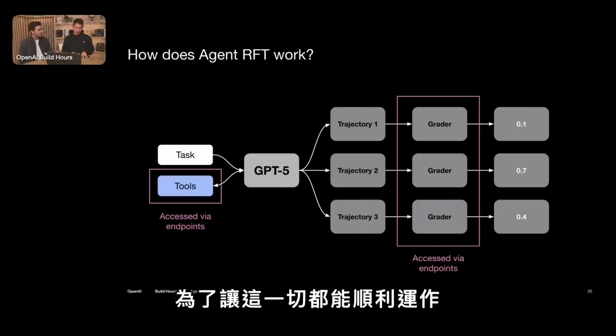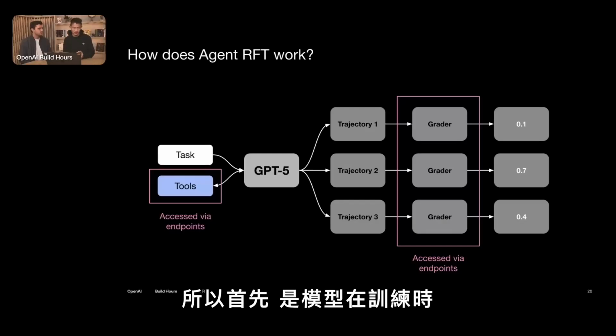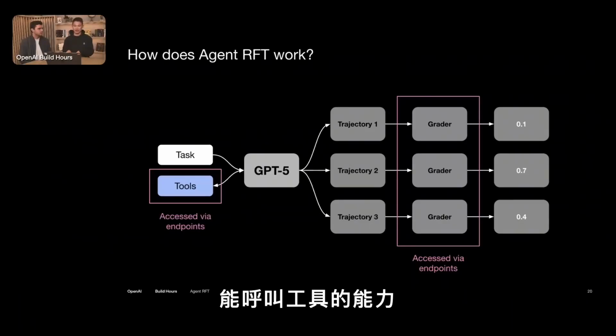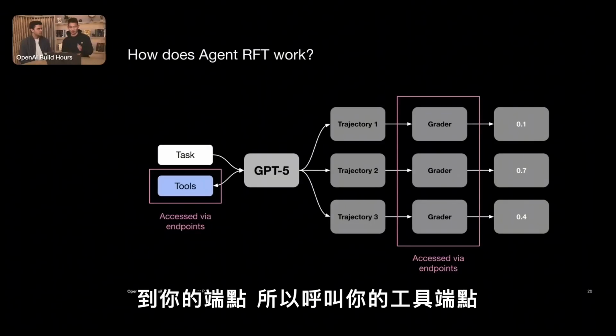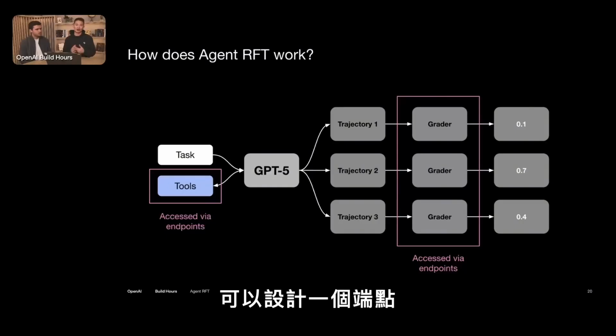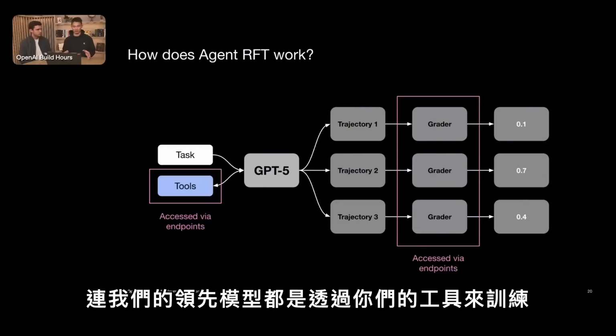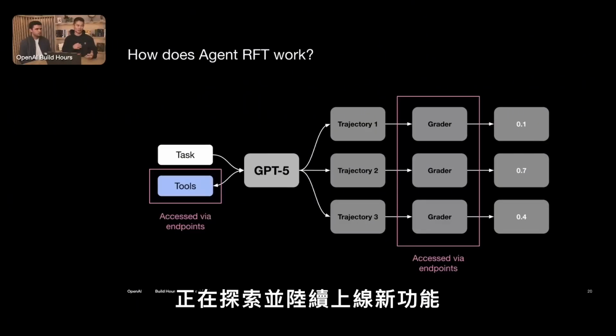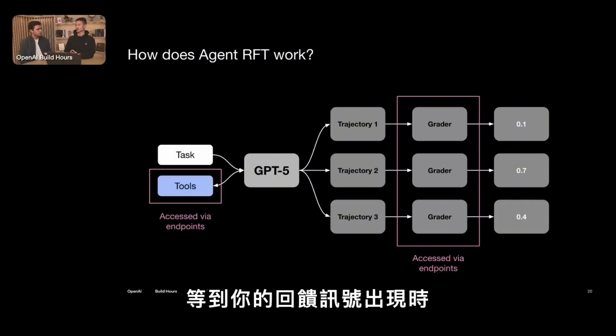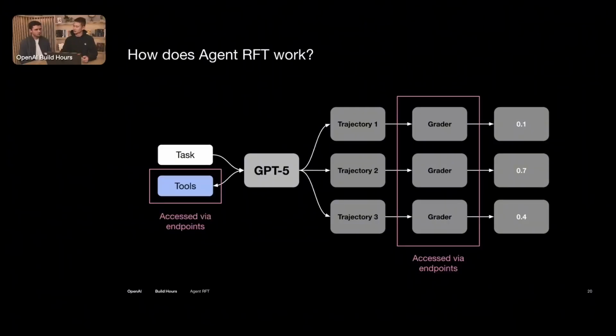In order to make all this work, we've introduced several major new updates to the existing RFT product. First of all, it's the ability of the model to call tools during training via calls to your tool endpoints. And second, it's the ability for you to specify a grader in the form of an endpoint that we can call to get your custom reward signal out. These two additions mark the first time we've allowed our models to interact with the outside world during the training process, even our frontier models, through your tools as the model is exploring and doing its rollouts, and through your reward signal when we're ready to update the model.